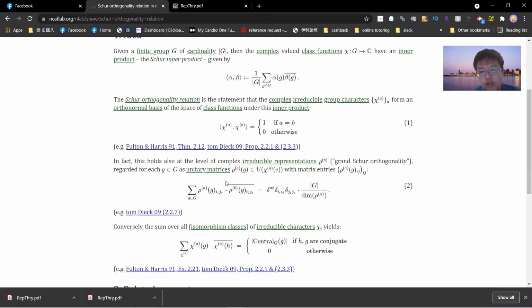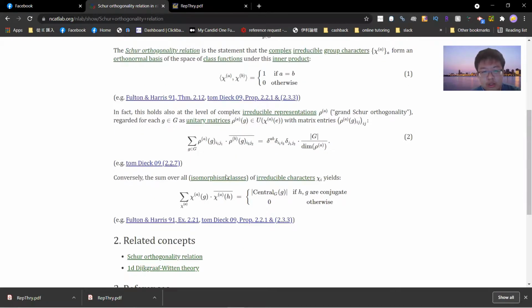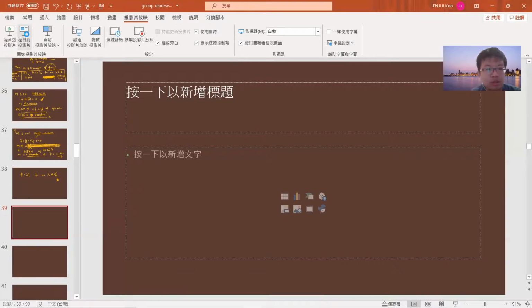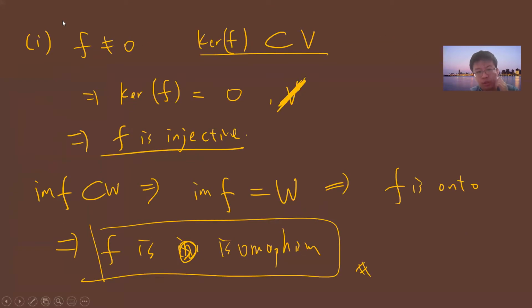These two are called the row orthogonality, which is easier to prove once you know Schur's lemma. Another, more difficult part is the so-called column orthogonality, which maybe in the next video we will talk about. Okay, so let's go back to our list.